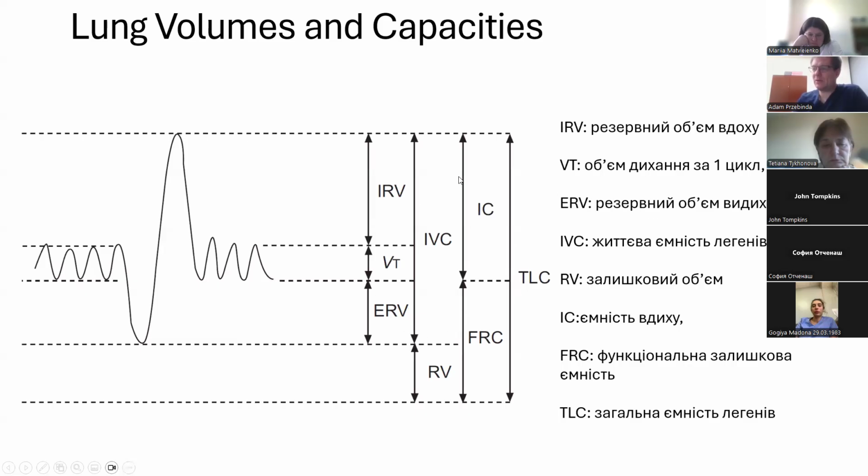And the total amount that you can voluntarily move, if you exhale all the way down here, and then you take a deep breath all the way to maximum, this is the IVC, or the inhaled vital capacity here. So this is kind of the largest breath you can take. And there is air left behind.